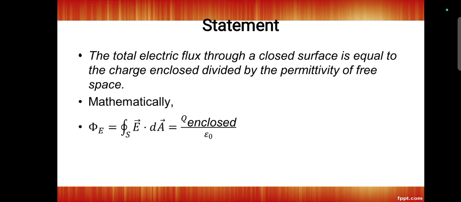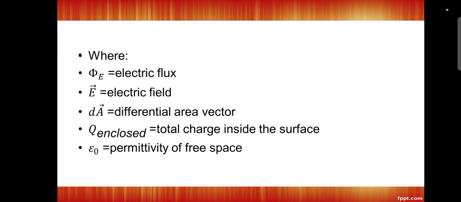Gauss law states that the total electric flux through a closed surface is equal to the charge enclosed divided by the permittivity of free space. Q is the charge enclosed, Q enclosed. Mathematically, phi E, the electric flux, is equal to the surface integral, otherwise known as the double integral, of E dot dA, equal to Q enclosed divided by epsilon naught, the permittivity of free space.